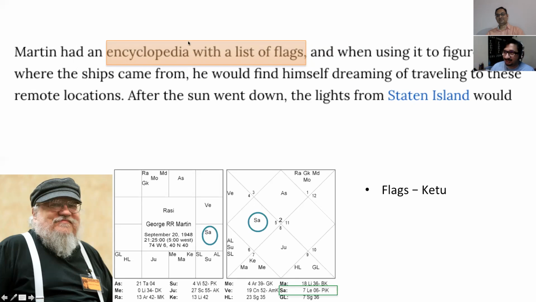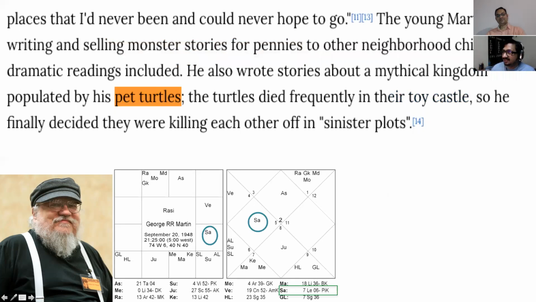Flags, Ketu, you can see that from Wikipedia. Clearly Magha is operating here. The next thing is that the young Martin began to write and sell monster stories for pennies to other neighborhood children. And dramatic readings were also included.